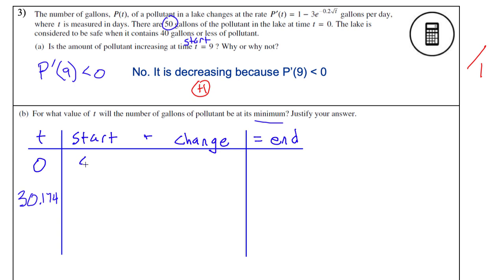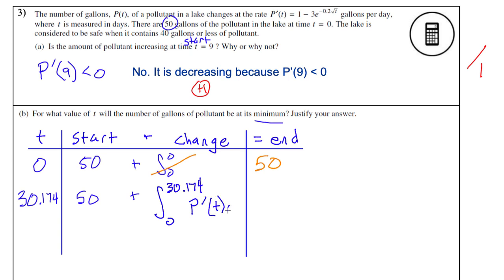Start is always 50. It tells us that in the problem. 50 plus the change, so plus the integral from 0 to 0. That guy's gone. That's always 0. So the end value there is clearly going to be 50, because 50 plus 0 is 50. This one is going to be a little bit more interesting, though. It's going to be the integral between 0 and 30.174 of P prime of t, dt.